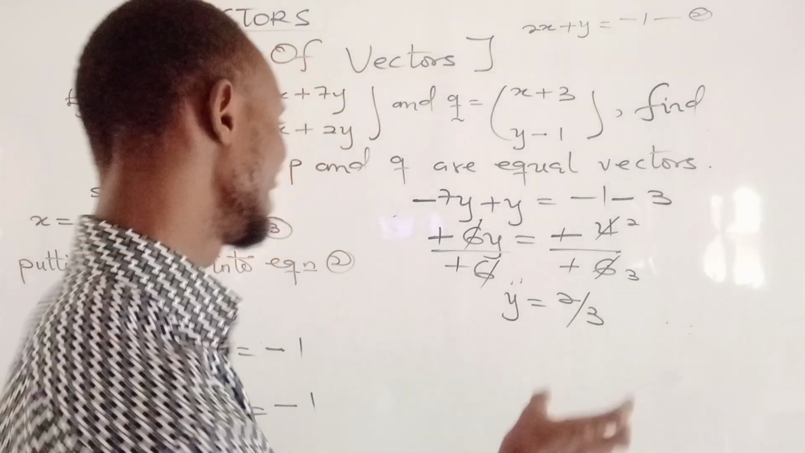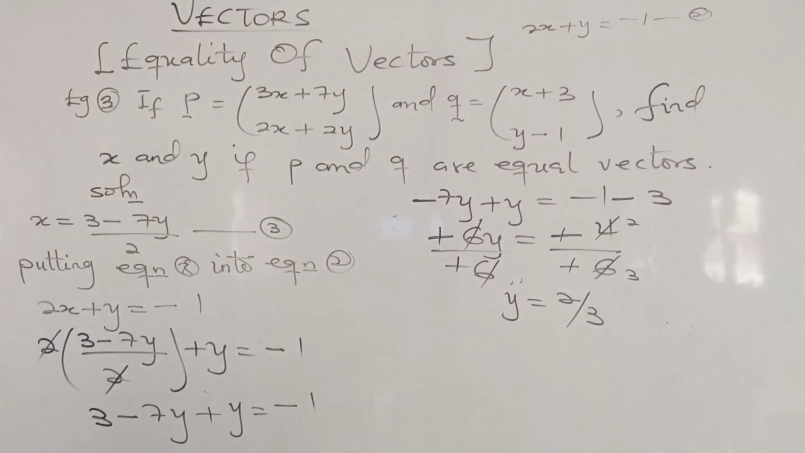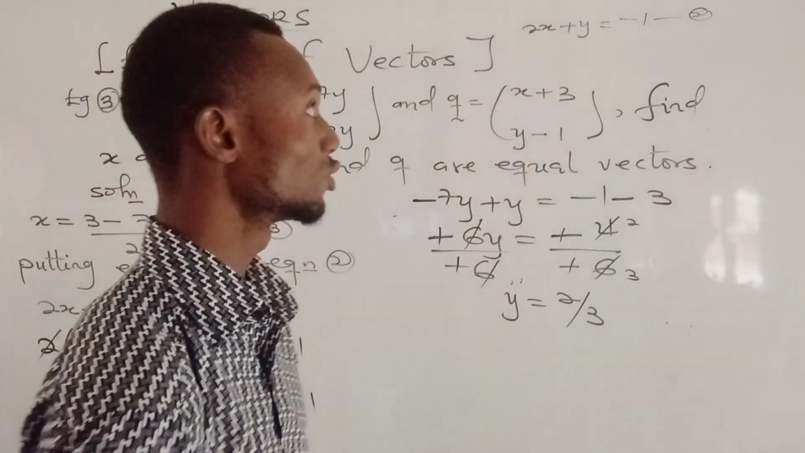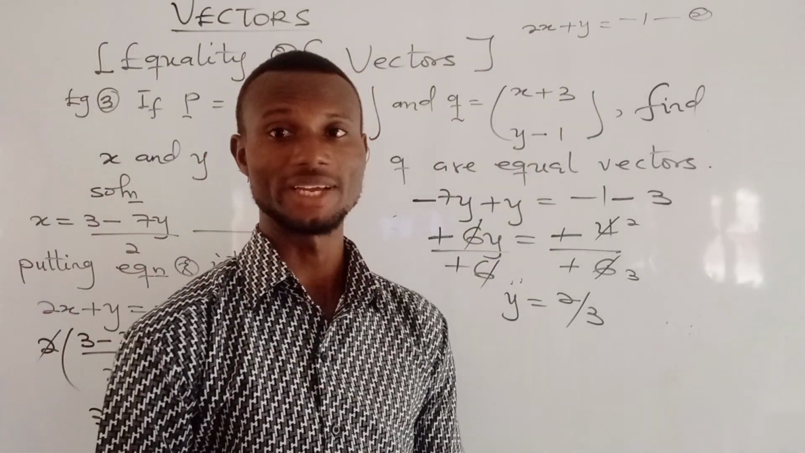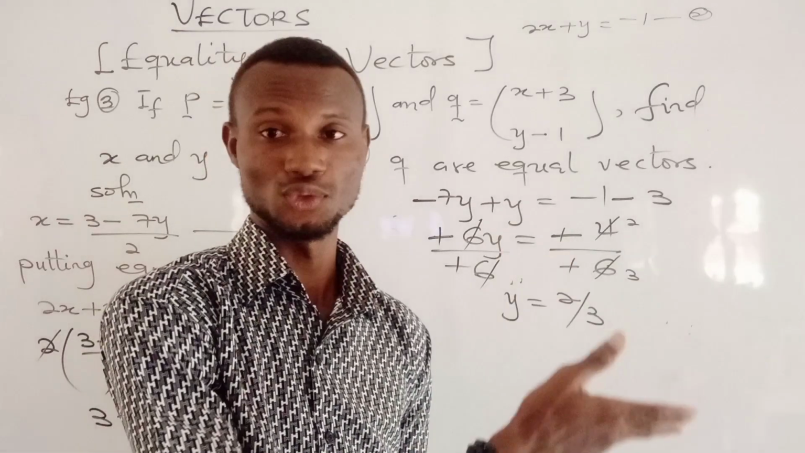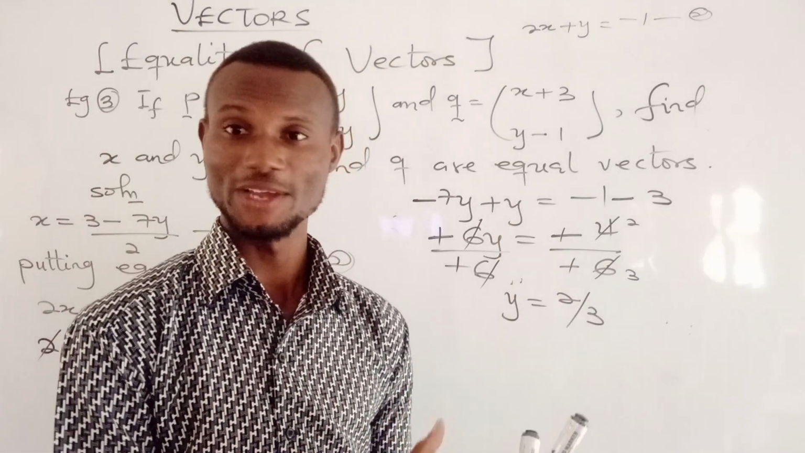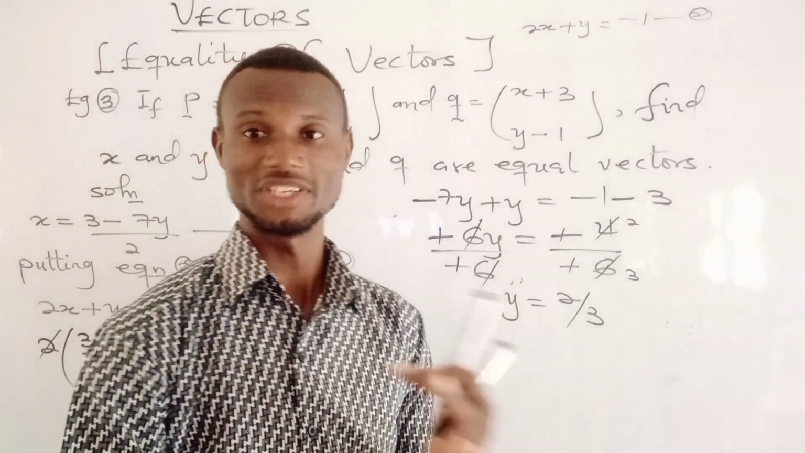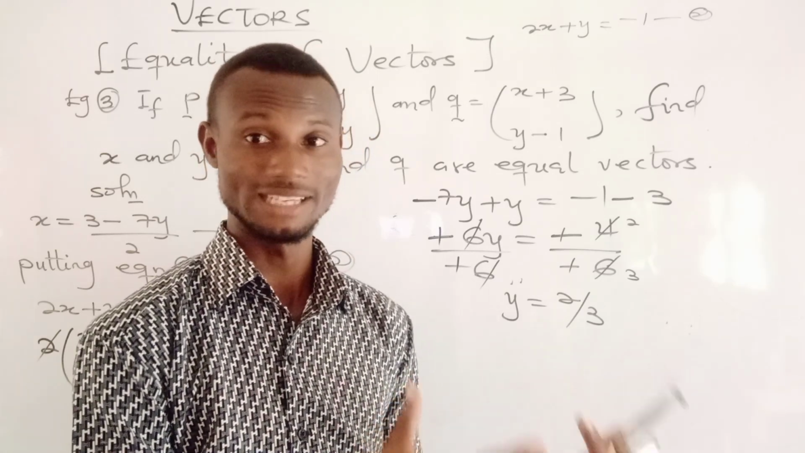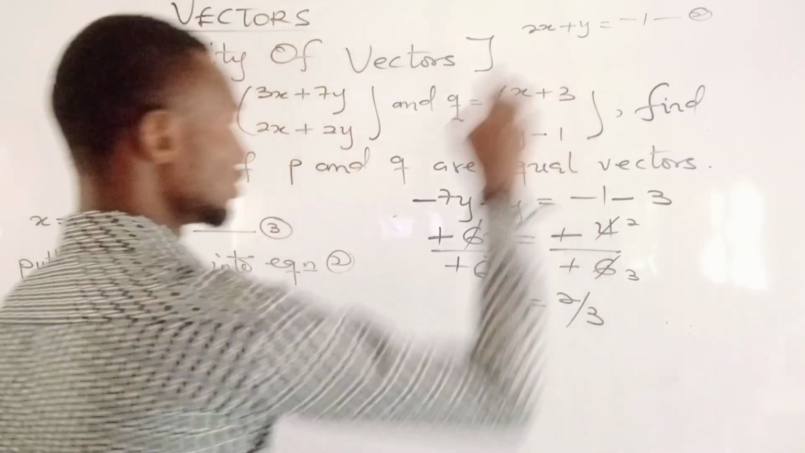Okay, so let's proceed. Looking at the equations that I have, I think using equation 2 will be much simpler. So instead of using equation 3, I'll use equation 2. If you use equation 3, you get the same answer. If you use equation 1, you get the same answer. If you use equation 2, you get the same answer. So I'm going to use equation 2.